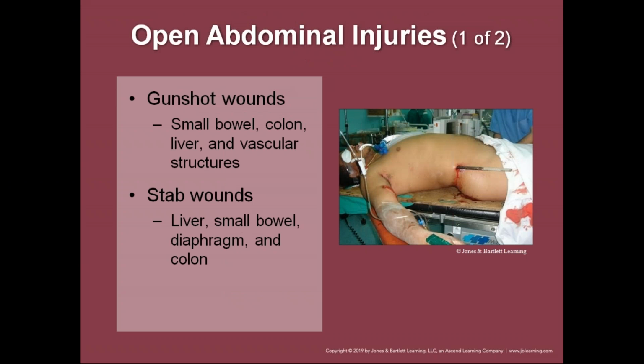Open abdominal injuries consist of things like gunshot wounds and stab wounds. Bowel could include the small bowel, colon, liver, vascular structures, the diaphragm. All these obviously can be involved, and it's going to be hard for us to figure out exactly what is involved. Obviously, this patient is going to end up needing surgery.